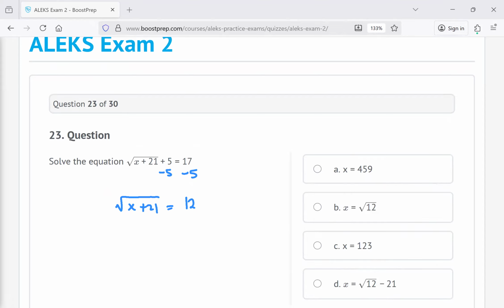Then in order to solve for x, I've got to get rid of this radical by squaring both sides. Over here, what happens when you square a radical? It disappears. So you're just left with x plus 21. Over here, 12 squared is 144. And then continue solving for x by subtracting 21. And you get 144 minus 21, which is 123. Okay, so x is equal to 123.